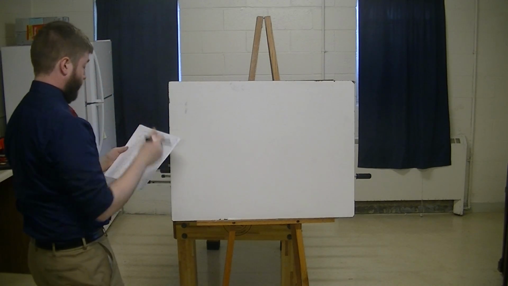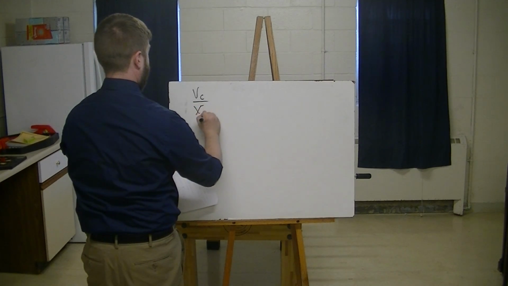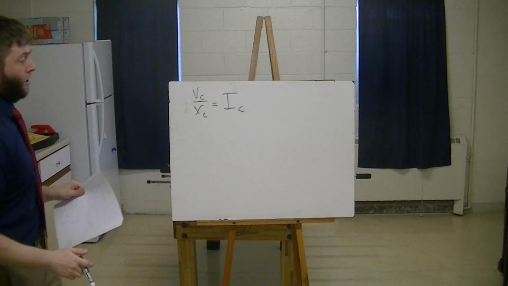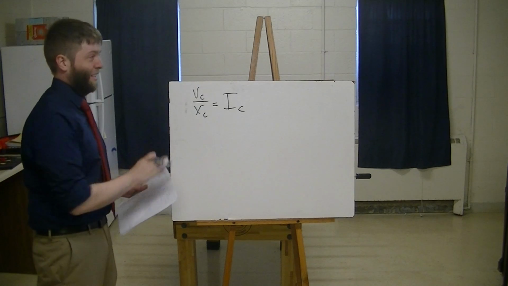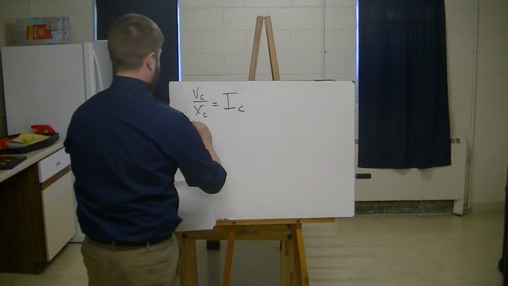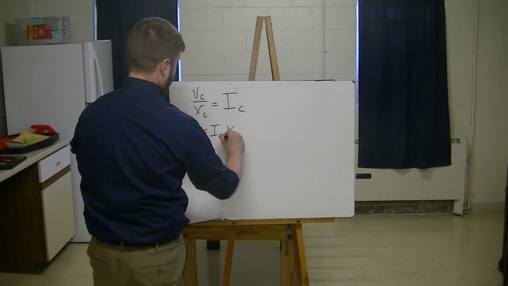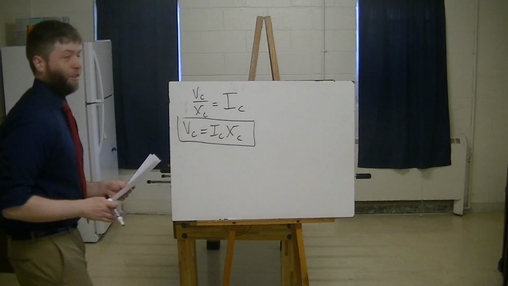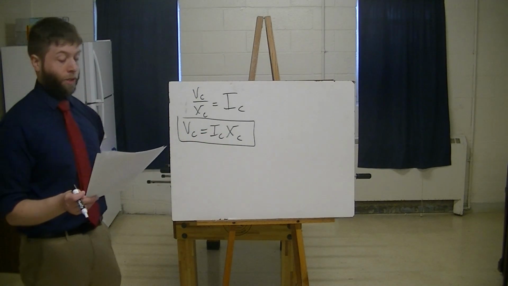Now we wrap it all up. So I've got VC over chi C is equal to IC. So the voltage across the capacitor divided by the capacitive reactance. Again, we're treating it like Ohm's law. We're treating this chi term like a resistor. Okay? And now I get that the voltage across the capacitance is equal to IC multiplied by chi C. So again, it looks similar to V equals IR because we're treating the capacitor like a resistor.